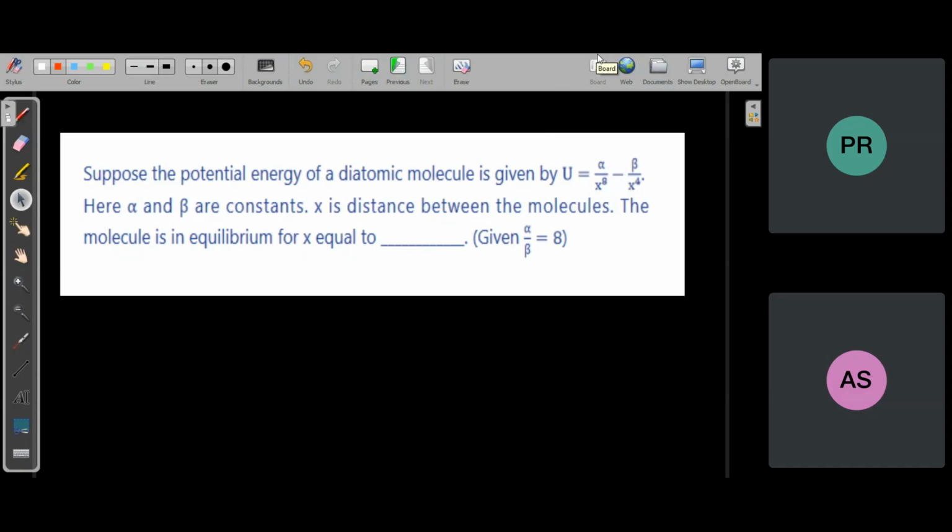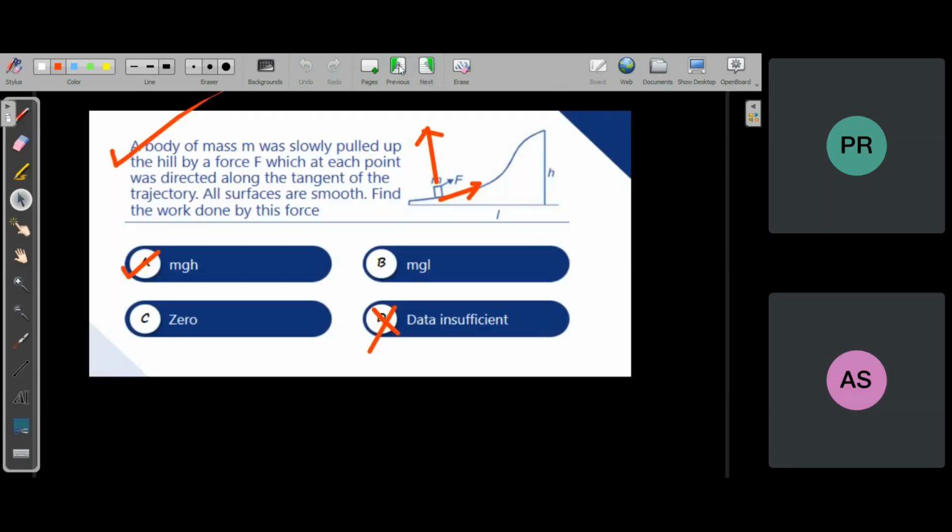Since in the last problem, the normal reaction and displacement are perpendicular at each and every point, the work done by the normal reaction is zero. But work done by normal reaction will not be 0 always. There will be situations where normal reaction is doing work.